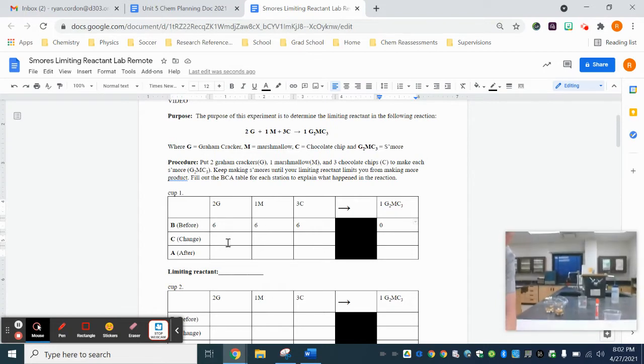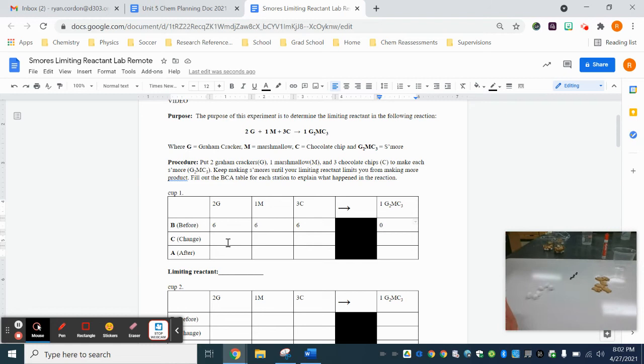All right, so now let's go ahead and do the reaction and see what's going to happen. All right, so I take 2 graham crackers, 3 chocolate chips, and 1 marshmallow, and I can make a s'more that way. And I take 2 graham crackers, take 3 chocolate chips, and I take a marshmallow to make my second s'more, and then I go to make another s'more, and we are out of chocolate chips. So even though I still have graham crackers and marshmallows here, I can't make any more s'mores. So the reaction is now done, because you can't make a s'more without chocolate chips.